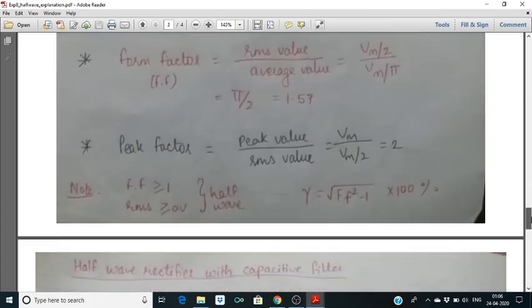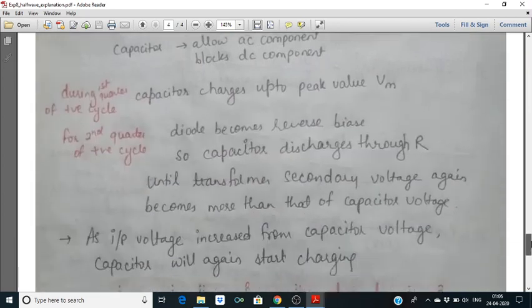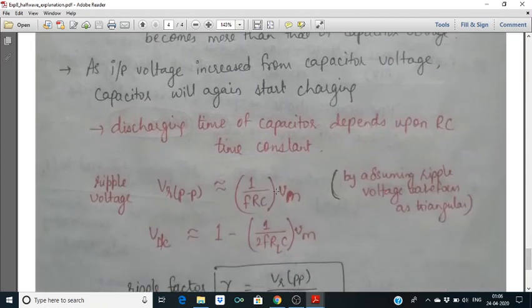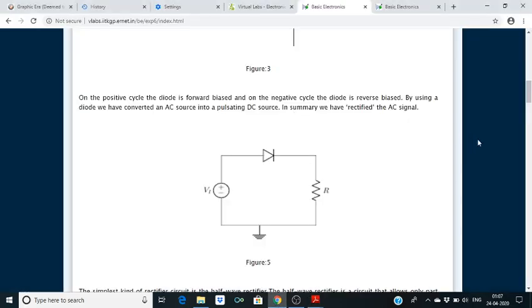So as we can see here, the ripple voltage we can calculate from here, and it is equal to this value. Similarly, the DC component can be calculated by this equation. So the ripple factor in this half wave rectifier along with the capacitor is calculated by this formula, and this ripple factor we will get is less than the ripple factor which we calculated in the half wave rectifier without a capacitor. So now we will move to the virtual lab.